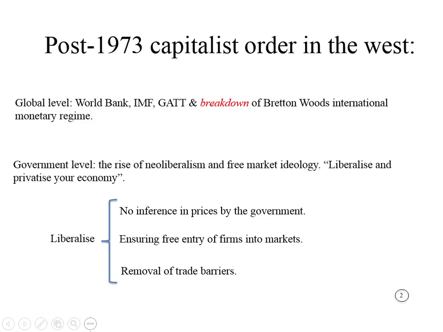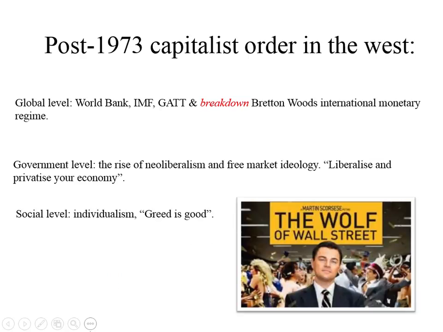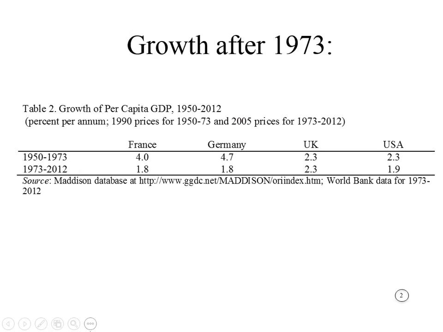When your domestic firms face a lot of international competition, they become more competitive. That was basically the whole idea of privatizing a lot of utility firms in the UK. The idea was that, because of the competition, they will improve their business and lower the price of electricity and gas for the consumers. At the social level, you had the ethos of greed is good and individualism. Okay? Now let's look at the outcomes, growth after 1973.